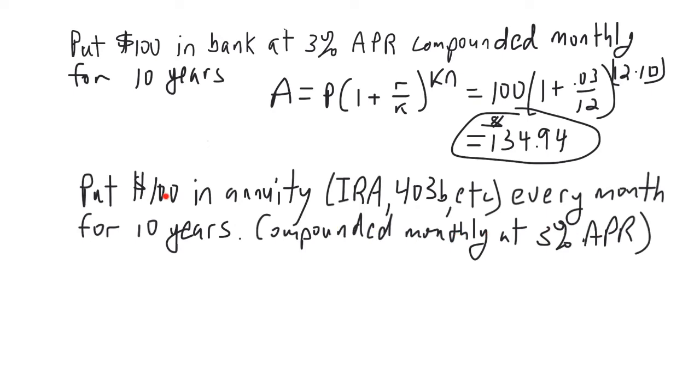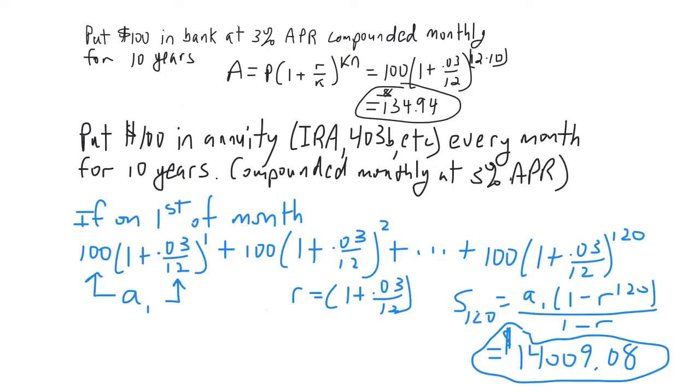So that first $100 that I put in there is going to get a lot of interest on it, where that last $100 that I put in on the last month isn't going to get much interest on it. Okay, so I'm going to initially make the assumption that this $100 gets put in at the first of each month. We'll look at that assumption in a minute.